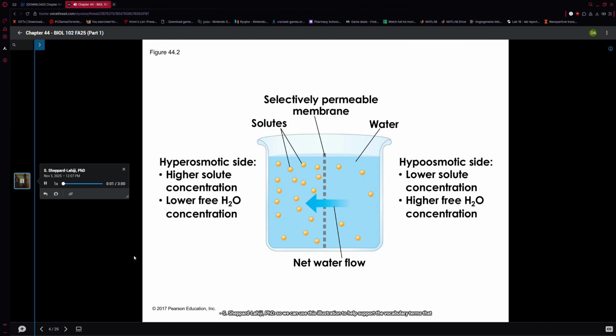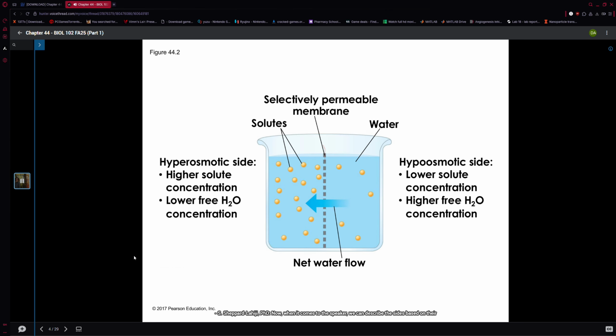So we can use this illustration to help support the vocabulary terms that are relevant for this chapter. We have a beaker here. That beaker is utilizing water as its solvent. And then we have solutes that are not specifically described, as far as what they are, but they're incapable of making their way through this selectively permeable membrane that's here. And as a result, we'll have to depend on the movement of the water for an attempt at reaching equilibrium on either side of this beaker.